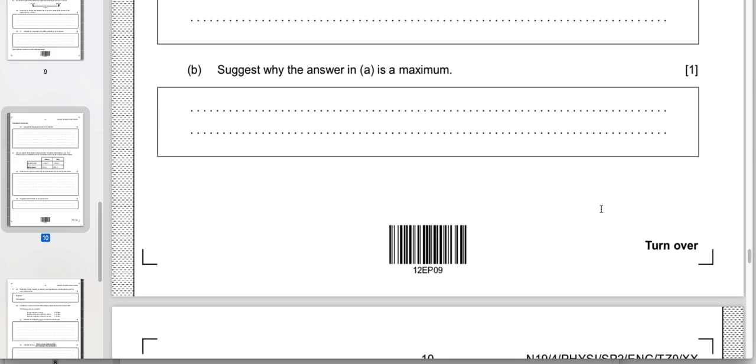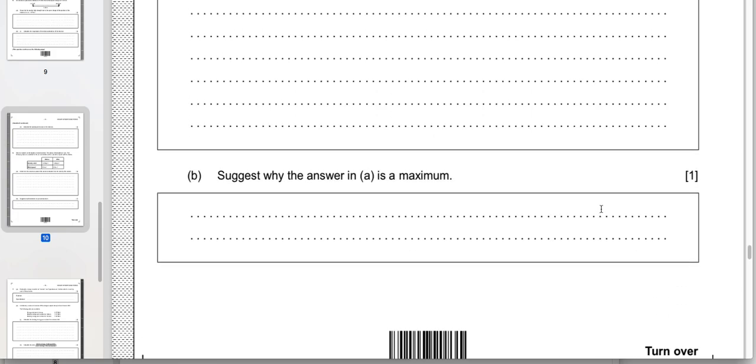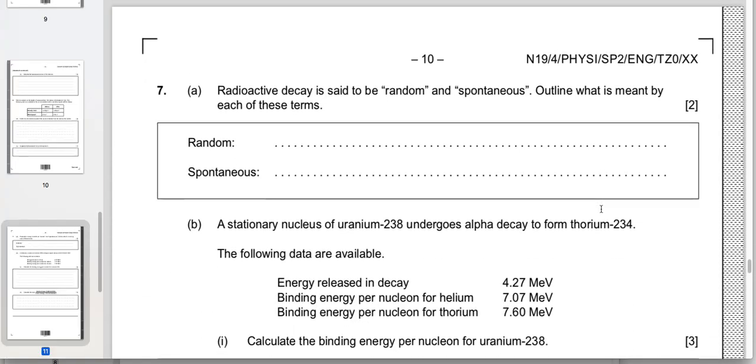Suggest why the answer is a maximum. Okay, it is a maximum because we didn't take into account the efficiency of the wind turbine. A wind turbine also produces heat and sound, so some energy is lost.